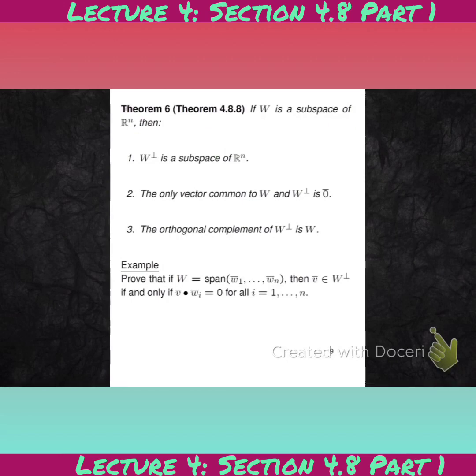All right, that brings us to Theorem 6, which again says something about orthogonal complements. If W is a subspace of Rn, then the orthogonal complement of W is also going to be a subspace of Rn. The only vector common to both W and the orthogonal complement of W is the 0 vector. And lastly, the orthogonal complement of the orthogonal complement of W is W.